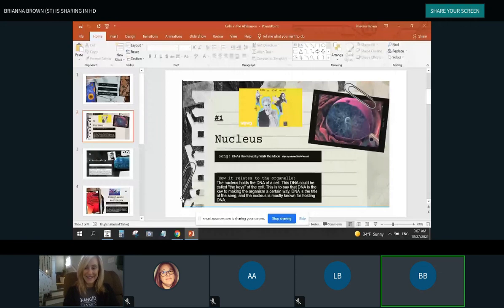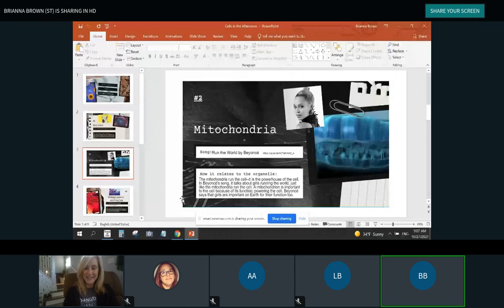Next is the mitochondria, and for the mitochondria, I said Run the World by Beyonce. The mitochondria literally runs the cell. It's the powerhouse. So in Beyonce's song, it talks about girls running the world, but in the cell, it's the mitochondria. The mitochondria is important to the cell because of its function, powering it. And Beyonce says that girls are important on the earth too because they provide something in the world.